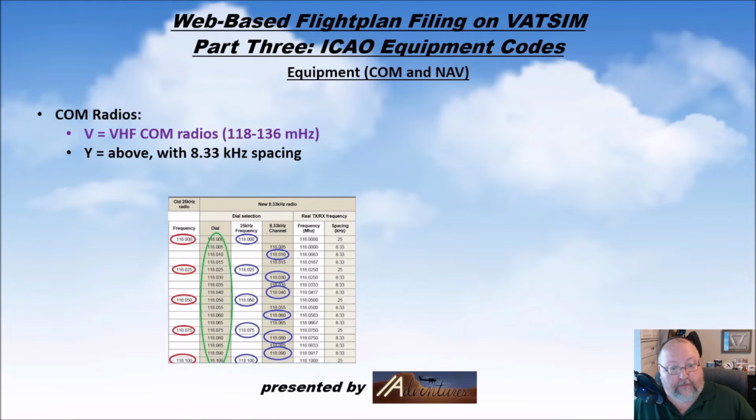118.025, 118.050, and so forth. We've now spaced them by 8.33 kilohertz, and that's what you're seeing there in the green column, which then translates to the one circled in blue. There's a lot more detail that goes into that, but that's the basics of it.